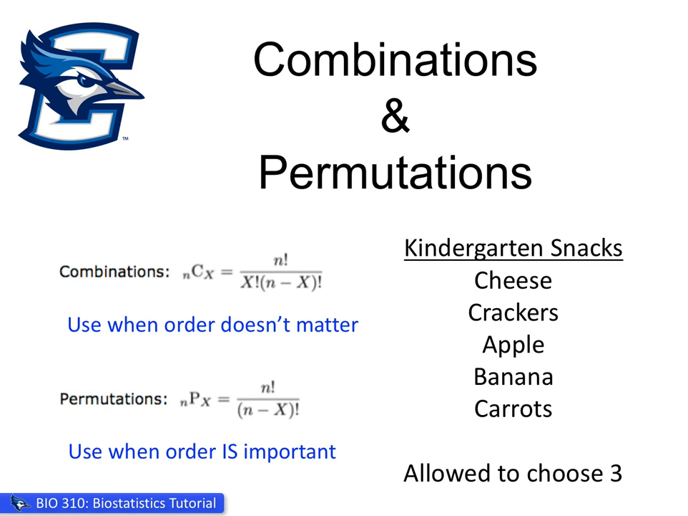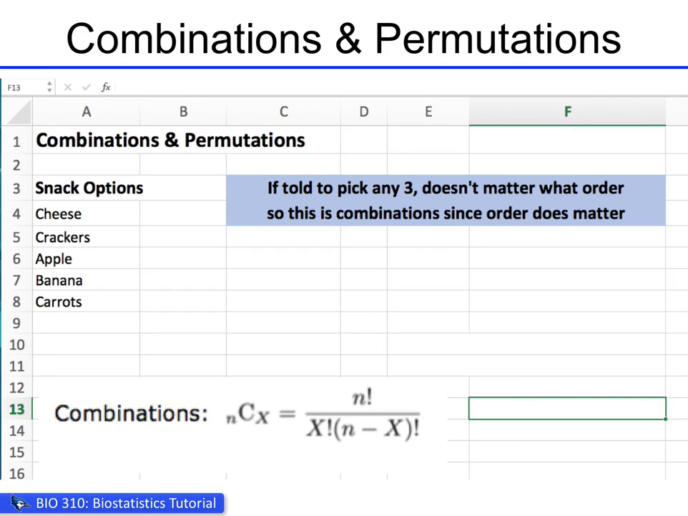Now we're going to look at a short Excel video that I've recorded for you, showing you how you would calculate these 2 things separately in Excel. As we just looked at, combinations and permutations are a way to look at the number of arrangements that you can have of your variables.